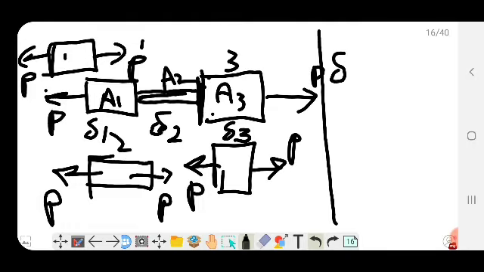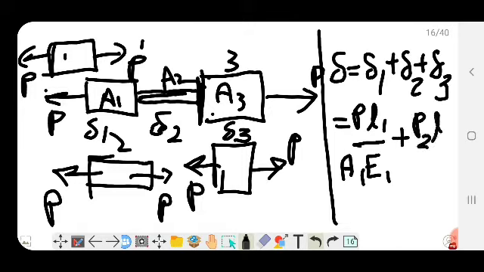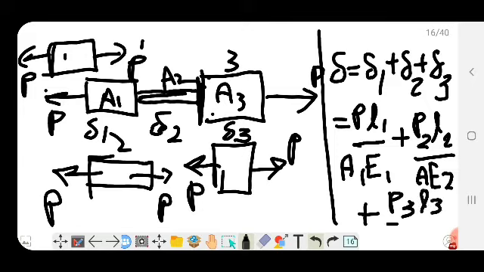Total elongation is delta 1 plus delta 2 plus delta 3. It is P L1 by A1 E1. If the materials are different, their Young's modulus will also be different. Plus P2 L2 by A2 E2, plus P3 L3 by A3 E3. This is another important thing to be remembered.